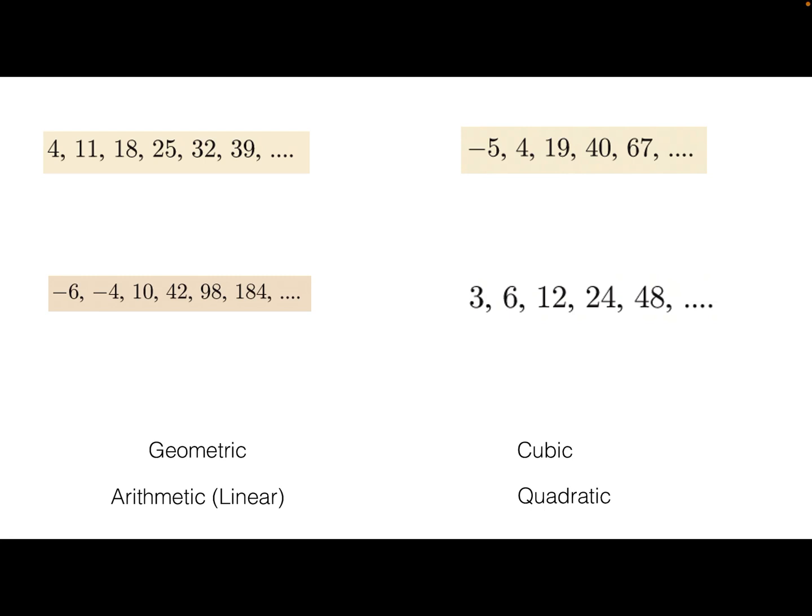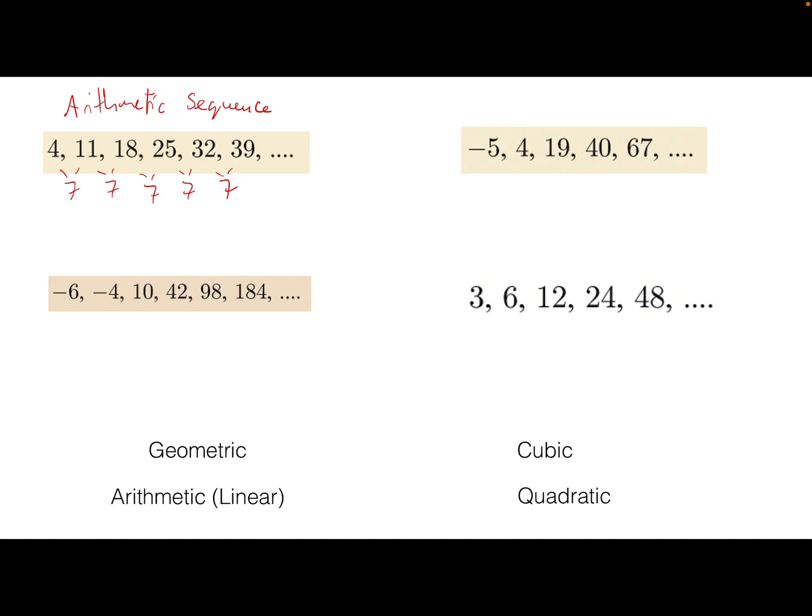Now, the first thing you want to do to discover what type of sequence you have is look at the gaps. Now these gaps, you have 7, 7, 7, 7, 7. Because the gaps are always the same, this is my arithmetic sequence, or linear.